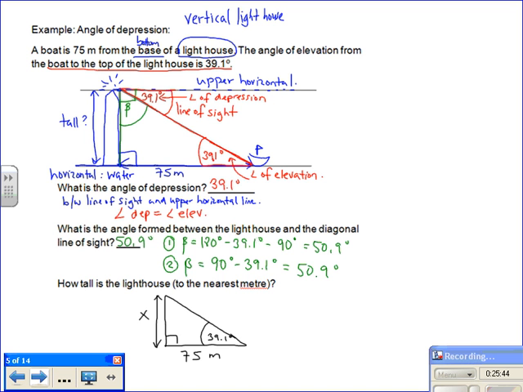I'm going to put my right angle right there in my triangle. Okay, and now what I'm going to do is label my triangle relative to my angle of elevation. So I'm going to use the angle of elevation as my angle of interest, which means I'm going to label my triangle relative to that angle.